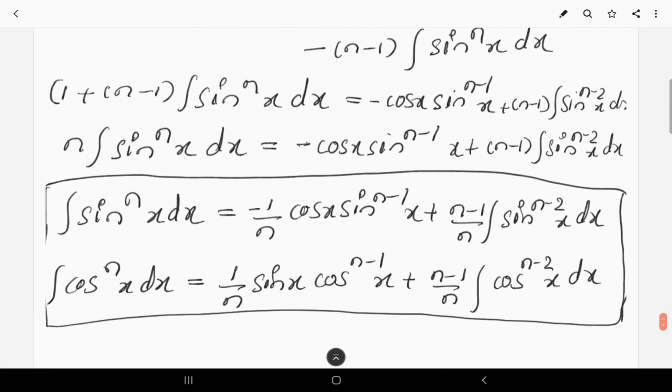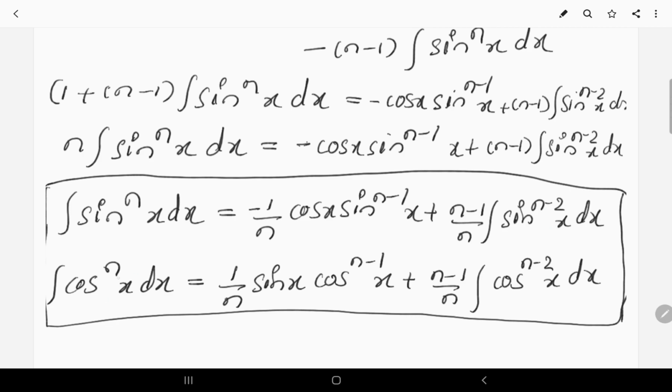Therefore, the standard reduction formula of integration of sin raised to n x dx is minus 1 by n cos x sin raised to n minus 1 x plus n minus 1 divided by n integration of sin raised to n minus 2 x dx.